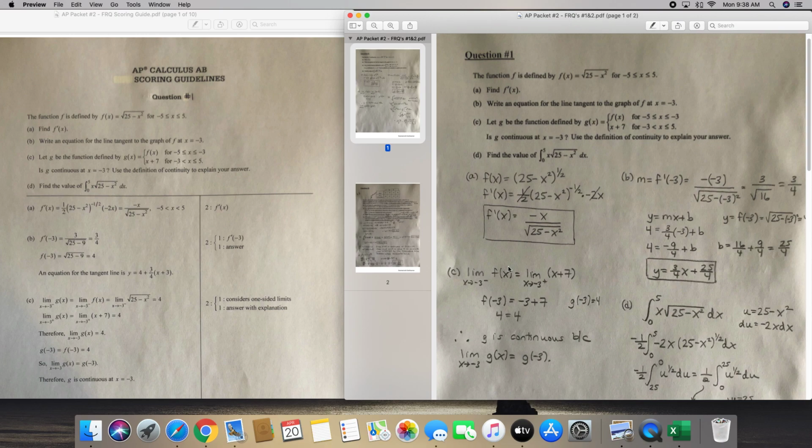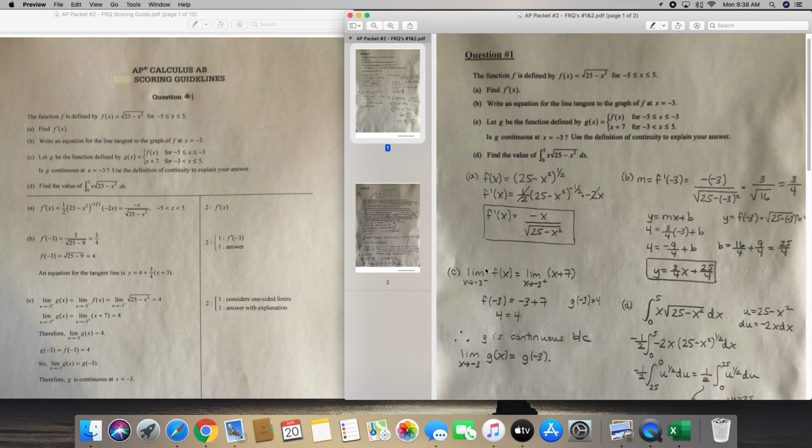So you'll notice here I set up the limit as x approaches -3 from the left of f of x, because f of x is the function we're using from the left, and the limit as x approaches -3 of x plus 7, which is the function from the right. So what I'm going to then do is figure out what the value is from the limit as x approaches -3 from the left by using f of x, which we know is the square root of 25 minus x squared, and then plugging in the limit as x approaches -3 from the right, which is the right function, which is x plus 7. So the left would be this guy, the right would be from this guy.